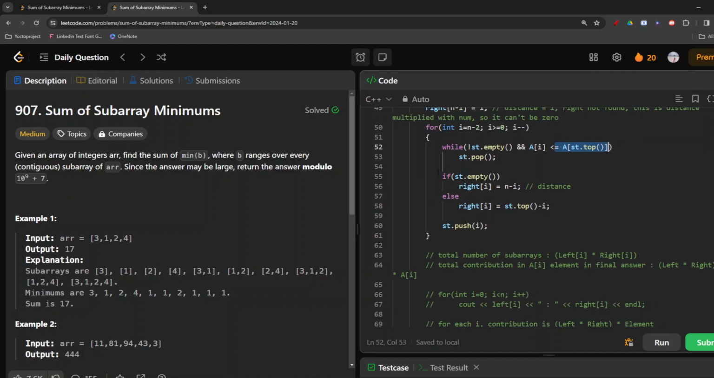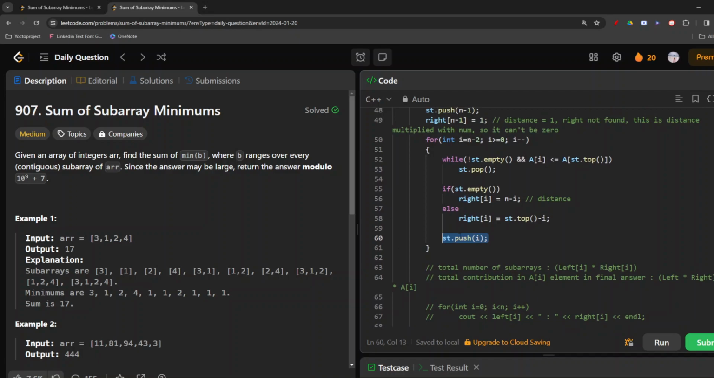And because of that, if the stack becomes empty, then at that point we will be subtracting i from n, because n would be greater. Else, whatever is at the top of the stack, because it is from the rightmost side, its index would surely be bigger. So from that we subtract our present index, and then at the end we push that index onto the stack. So this is how it would be for the right vector which we are storing.